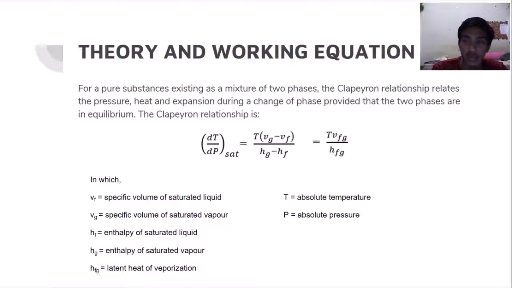T times Vfg over Hfg, in which Vf is the specific volume of saturated liquid, Vg is the specific volume of saturated vapor, Hf is the enthalpy of saturated liquid, Hg is the enthalpy of saturated vapor, Hfg is the latent heat of vaporization, while T is absolute temperature and P is absolute pressure.